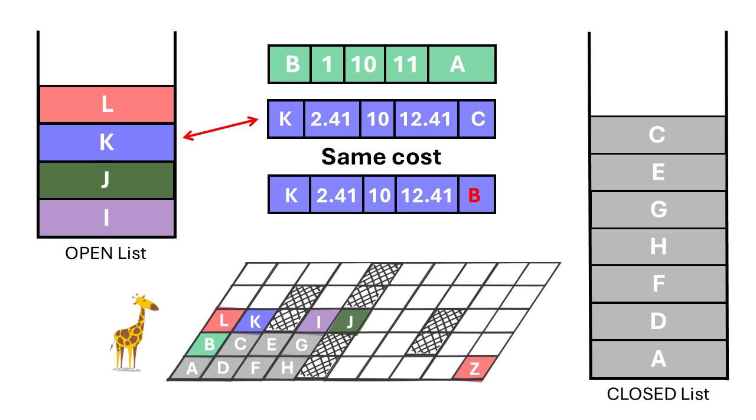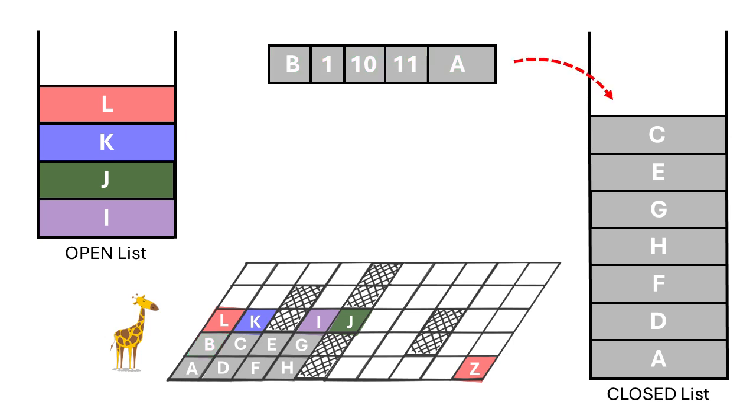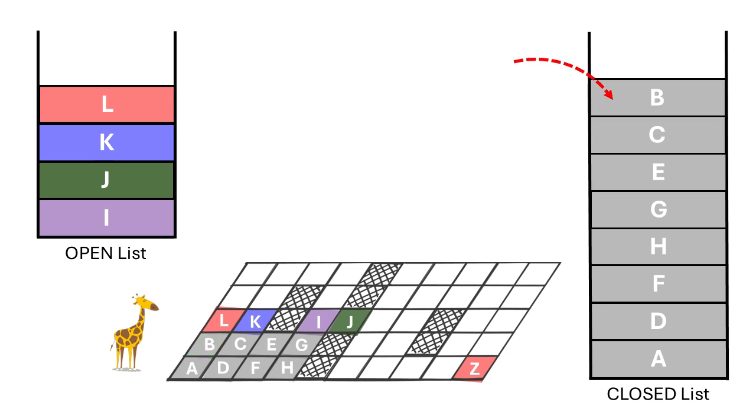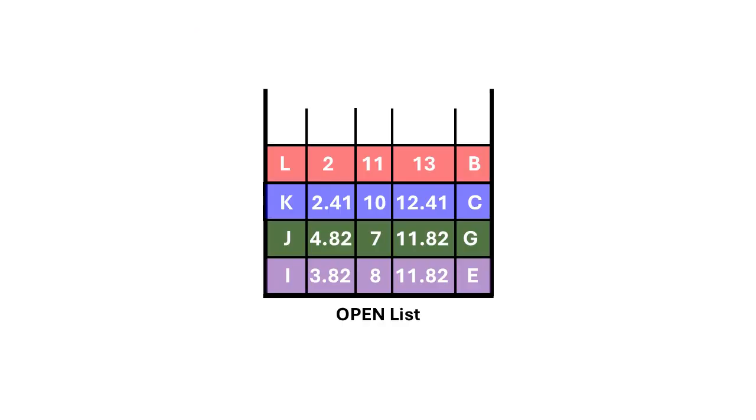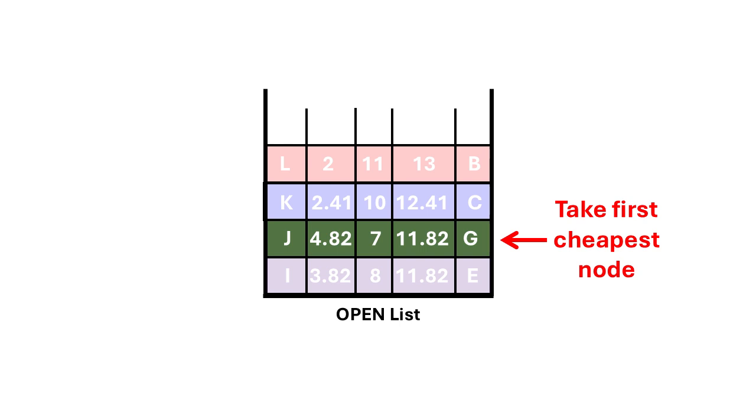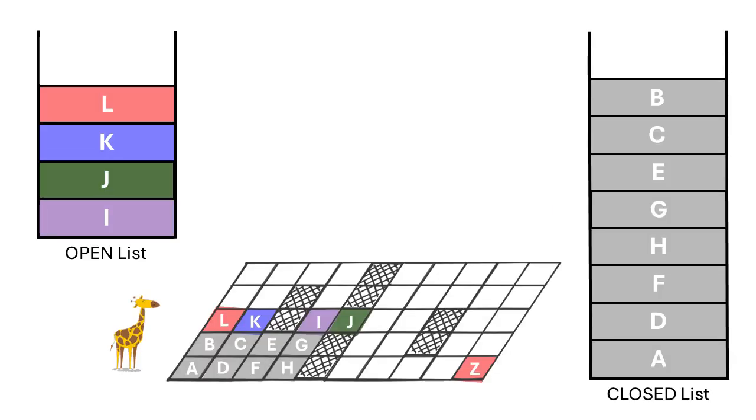Going through node B has the same cost as going through node C. This is what is called symmetry in pathfinding, and we can just leave K as it is. That's it for node B, so it can be added to the closed list. Back on the open list, we find we have 2 nodes with the cheapest F cost, so we just take the first one we come across.